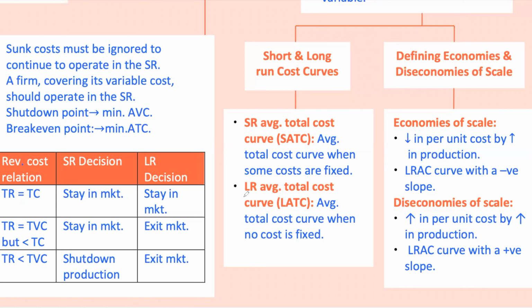In the long run, you can expand your kitchen, buy more ovens, or even open new locations. This flexibility allows you to achieve economies of scale, reducing your average cost per cake. However, if your business grows too large, you might encounter diseconomies of scale, where the added complexity and coordination issues increase your costs.